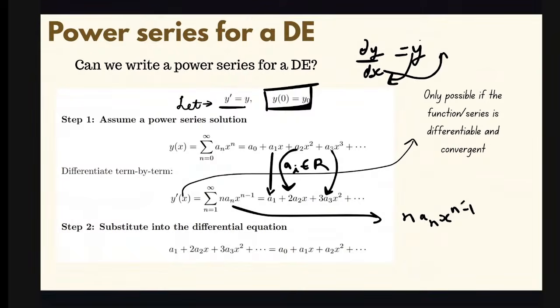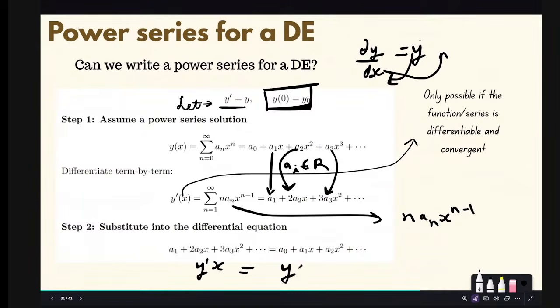So we need a base coefficient. That is why we do this. So now equate these two. Equate y of x and y dash of x. y dash of x is equal to y of x.